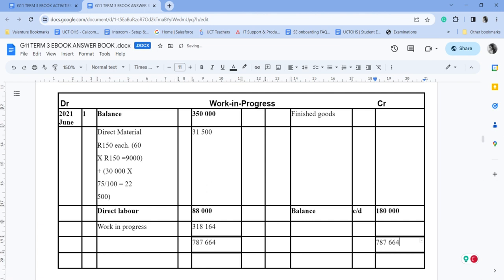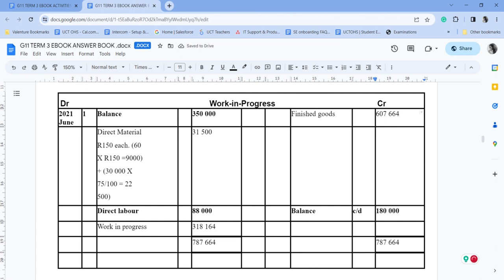Now it's easy for me to get my finished goods. To get the finished goods, I will say 787,664 minus the closing balance of 180,000. Then I get 607,664.